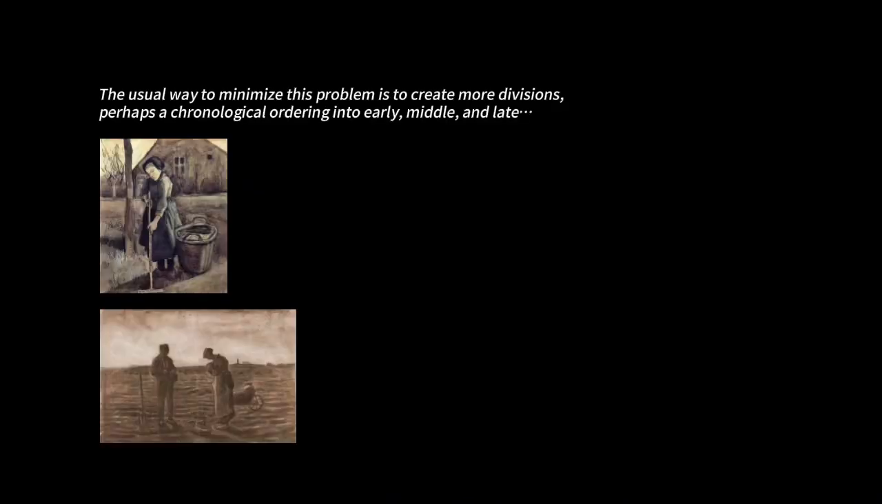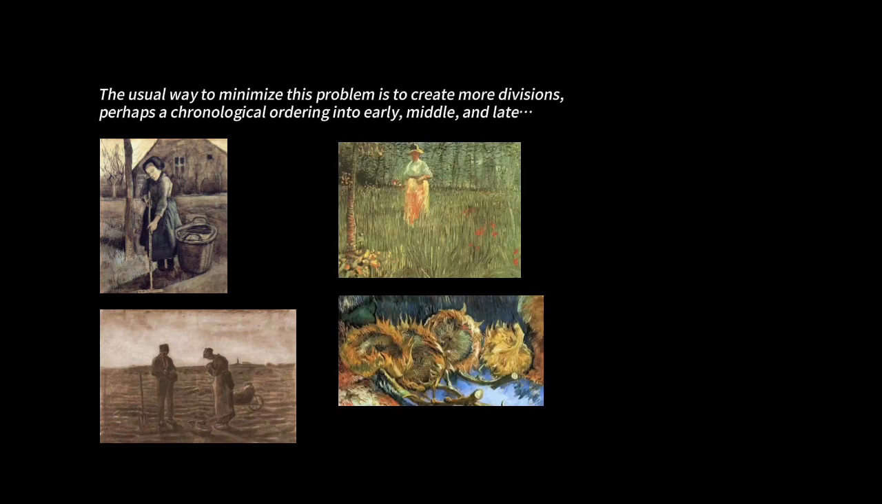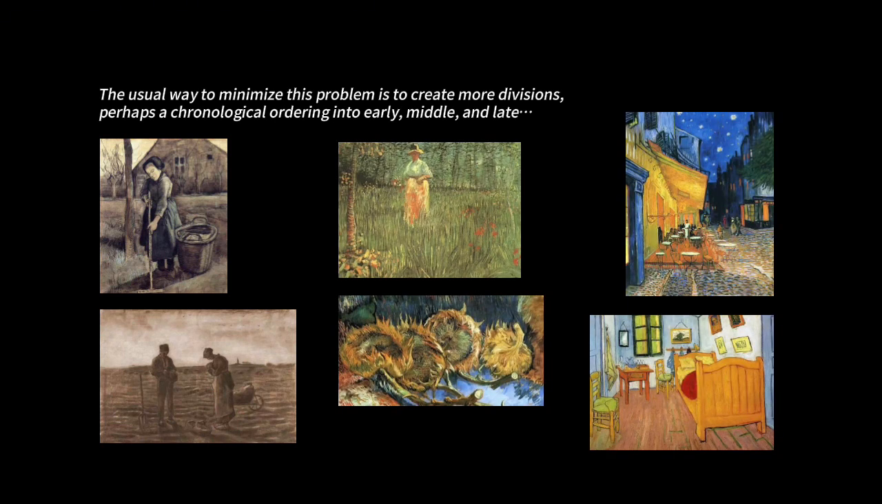The usual way to minimize this problem is to create more divisions, perhaps a chronological ordering into early, middle, and late. As a method of organization, make groups the works of an artist by subject or medium. Personal style is limited to the production of one artist, a specific historical individual. Works by others that look similar can be considered part of a school or described as in the style of.